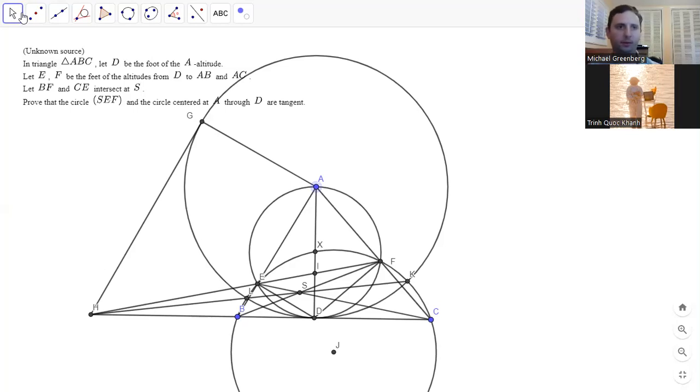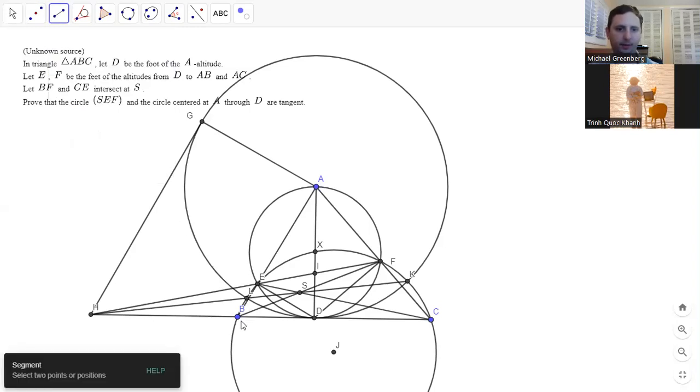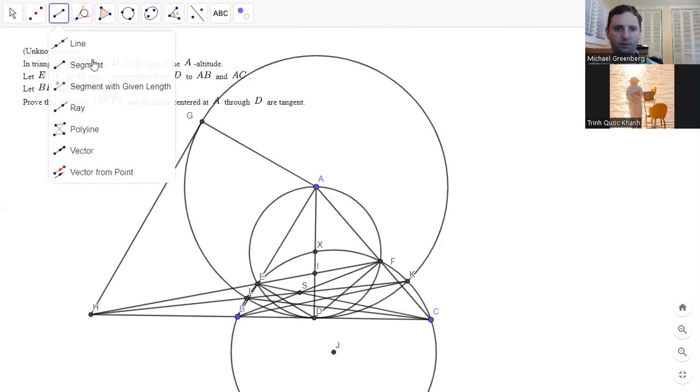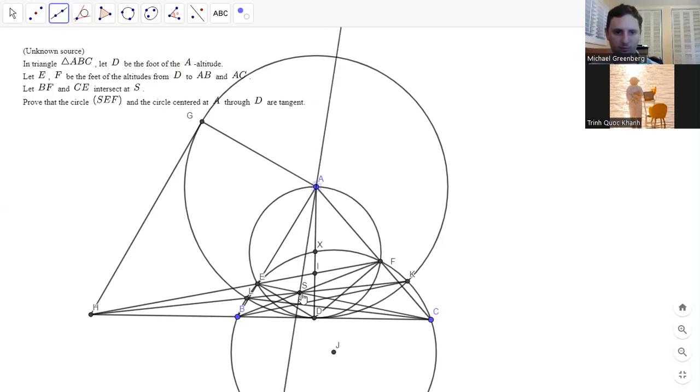So another thing that we could try to show, if we let BK intersect CL, basically we want to show that AS and that point are collinear. That would be equivalent to showing that S lies on the polar of H.